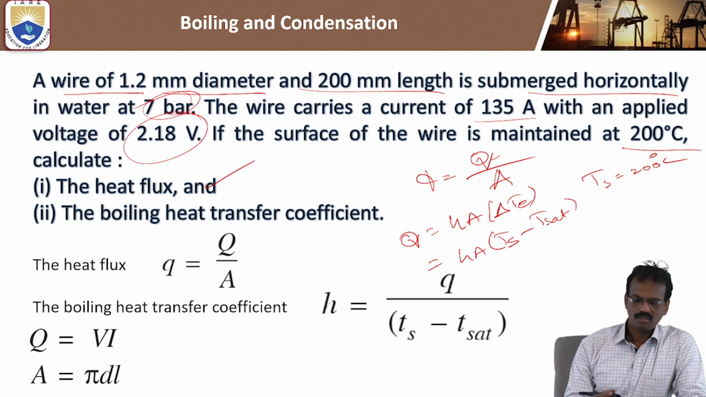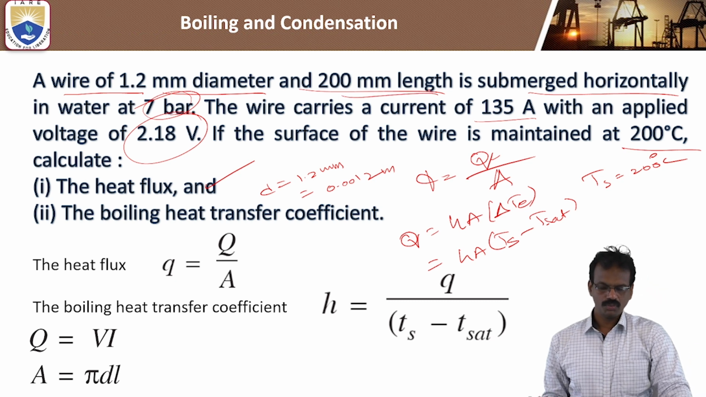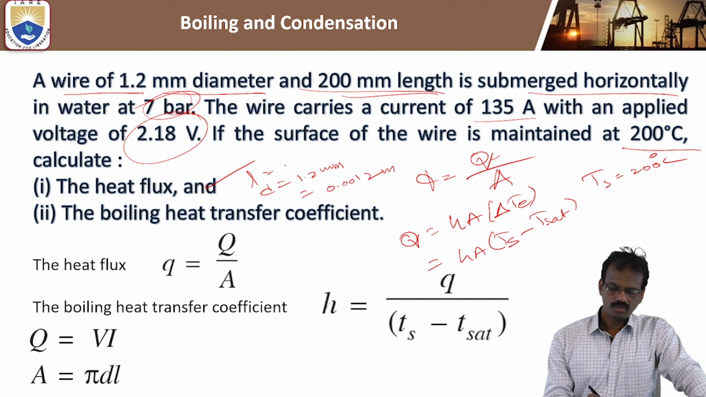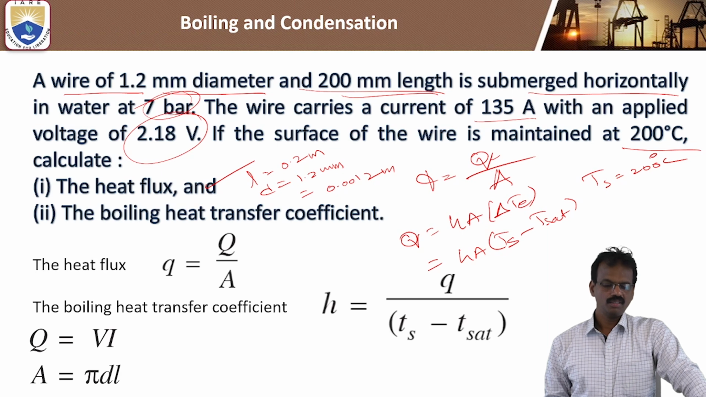Wire diameter, small d, is 1.2 mm, convert into meters: 0.0012 meter. Okay, so length also should be converted into meters. So L is equal to 200 mm, so 0.2 meter, submerged horizontally in water at 7 bar.